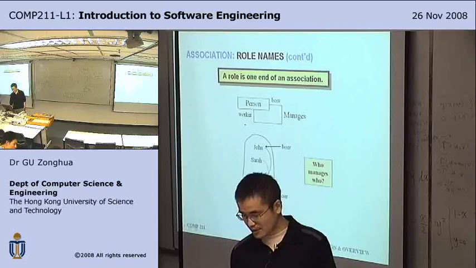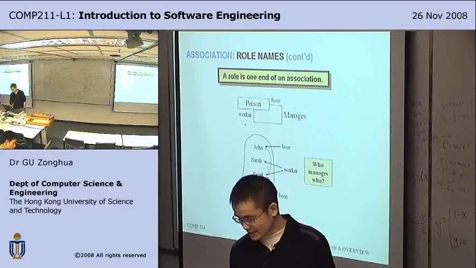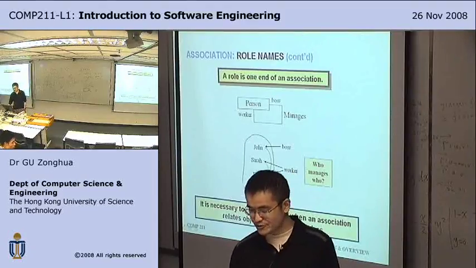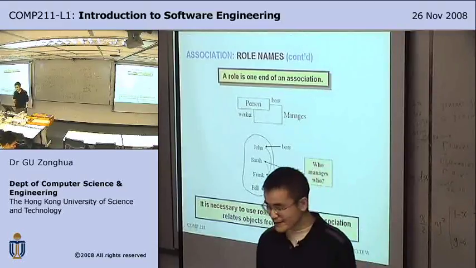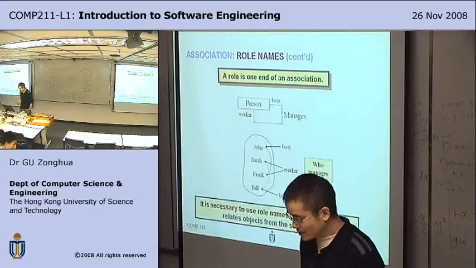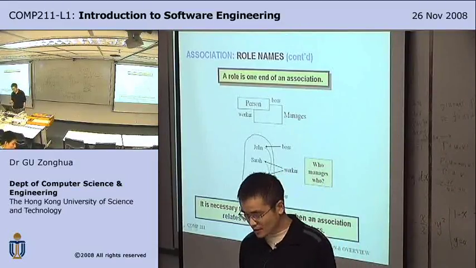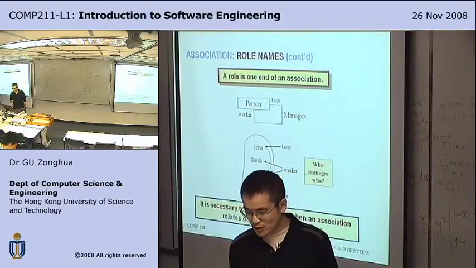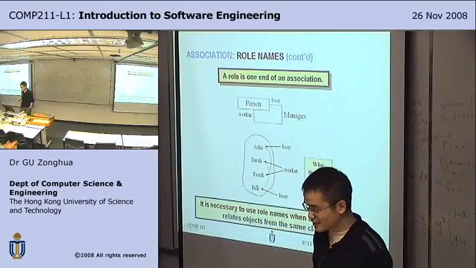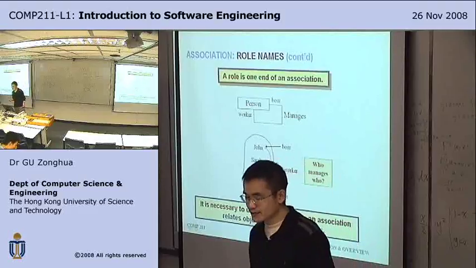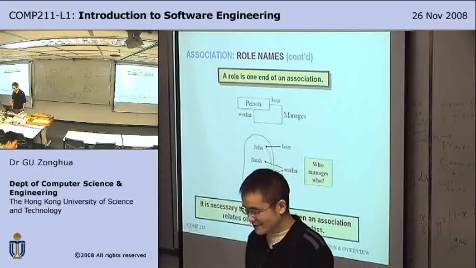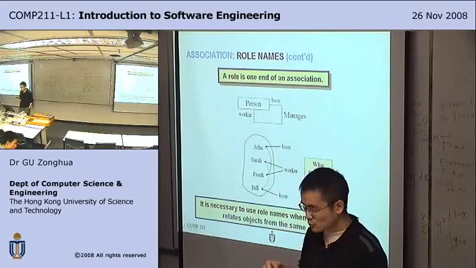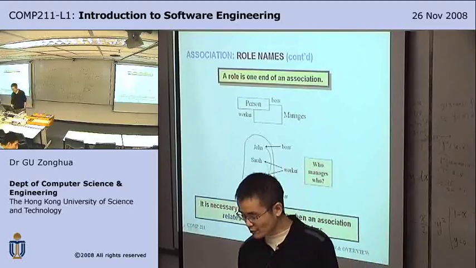So here, when you have unary associations, role names are necessary to distinguish who is the boss, who is the worker. This is the case for your course project, a course prerequisite. You have a course with a prerequisite self-association, and one end is the course, another end is the prerequisite.